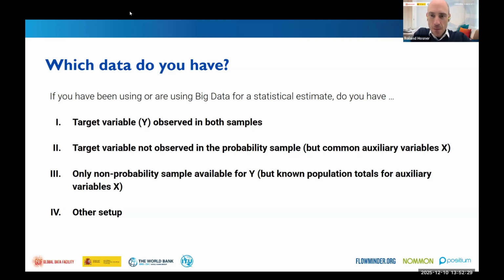So 29% or 2 persons out of 7 have said they have a target variable in both samples. 3 out of 7, 43% have said that they only have the non-probability sample and non-population totals. 1 person has said target variable not observed in the probability sample, and 1 has another setup. Okay.